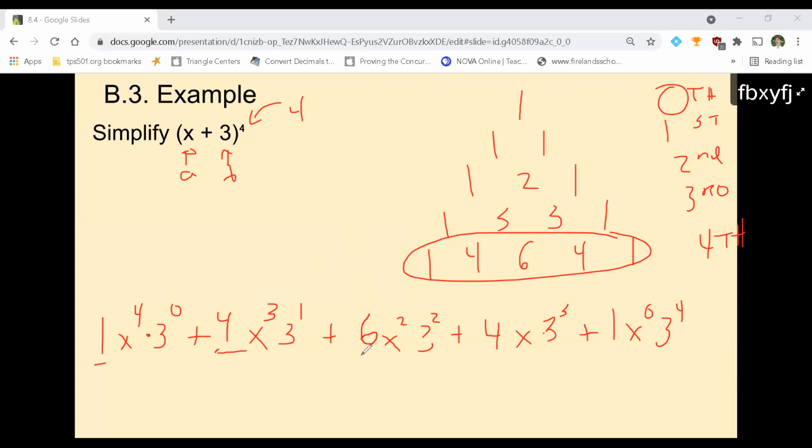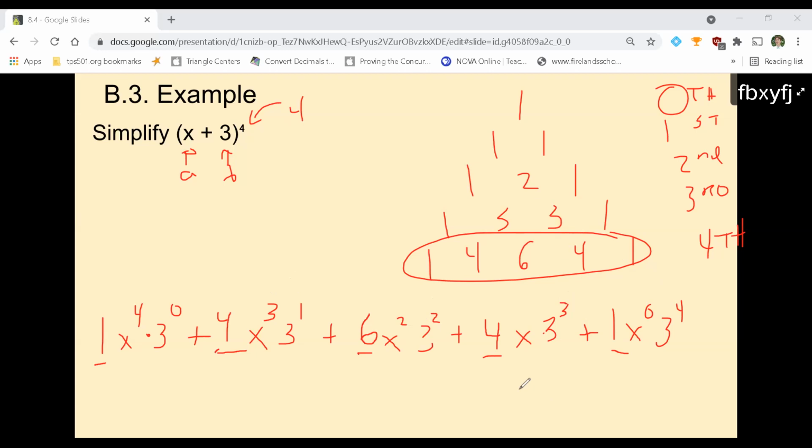1, 4, 6, 4, 1. And then to get the terms for each one, you take your first term to your power times the second term to 0. And then for each term, you decrease the first power by 1 and increase the second one's power by 1. So this becomes 3, 1, 2, 2, 1, 3, 0, 4.